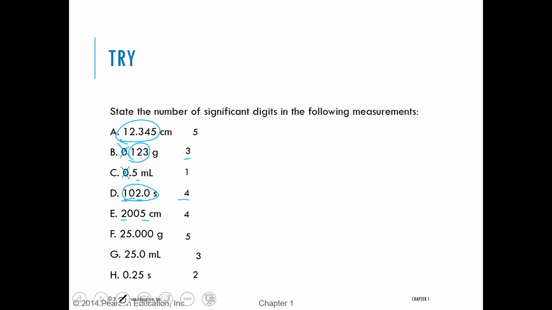Here, the 2 and the 5, of course, are, and these 2 zeros are sandwiched, so all of them are significant for 4. The 2 and the 5, of course, are. These zeros, yes, they're trailing, but they are to the right of the decimal, so they are all significant. Same kind of example, that 0 is to the right of the decimal, so 3 sig figs. And here we only have 2 because that leading 0 is not significant.